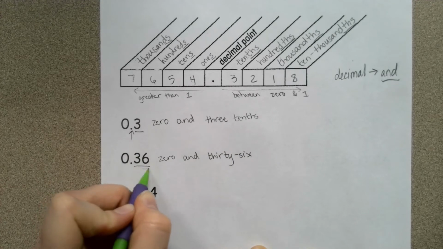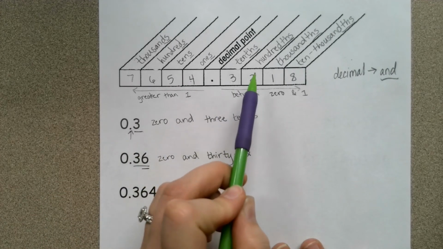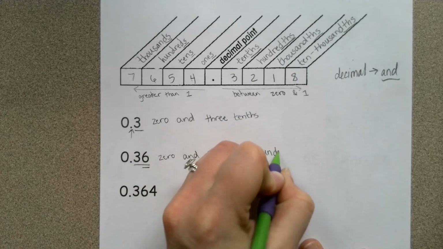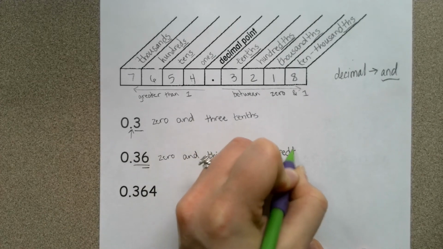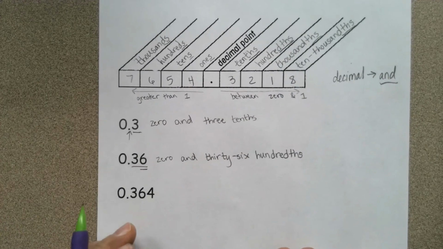And again, we're looking at that last digit. Well, that last digit, the 6, is 2 digits over, so it's in the hundredths place. And that's what we write, hundredths. Make sure that it's ending in the THS because it's the decimal portion of it.